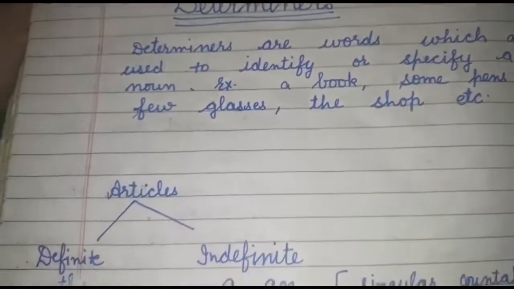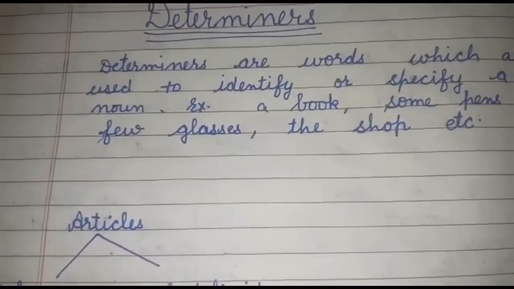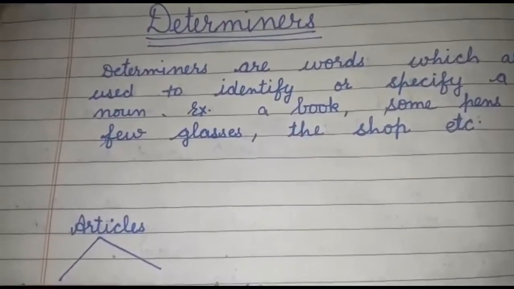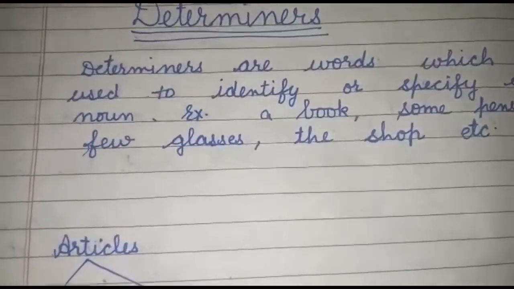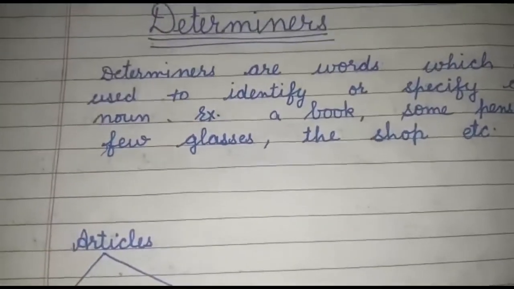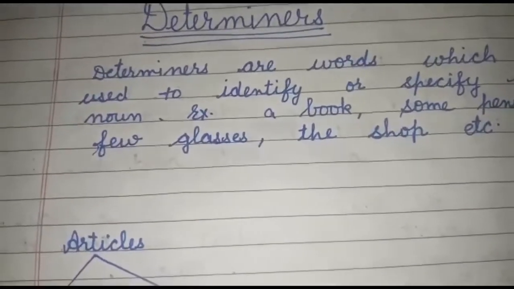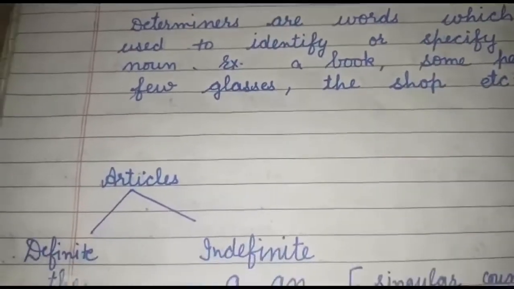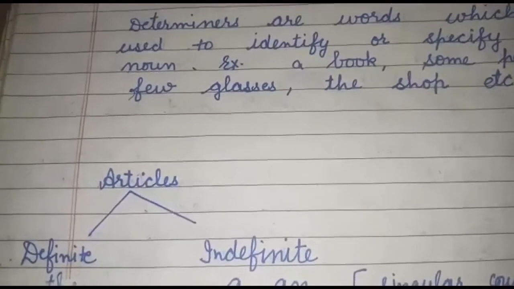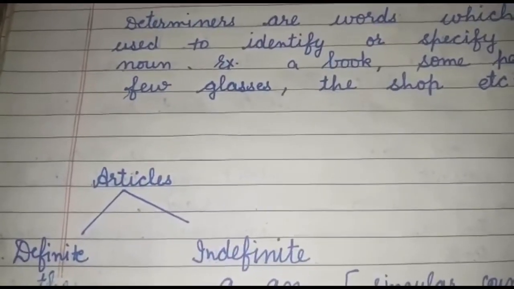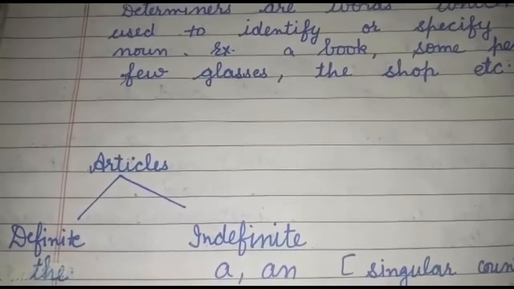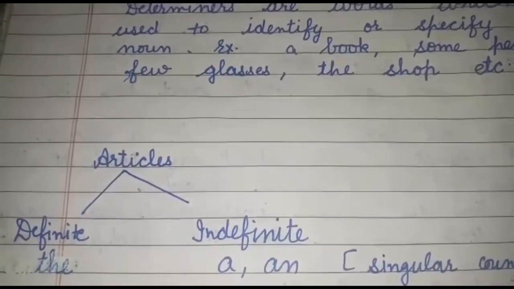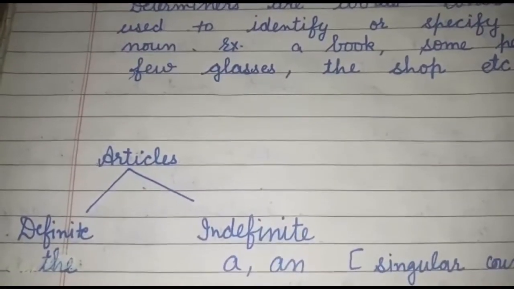First of all, we will do articles. Articles are also part of the determiners. Articles are three in number: a, an or the. Articles are divided into two parts, that is definite and indefinite. A and an are indefinite articles and the is the definite article.